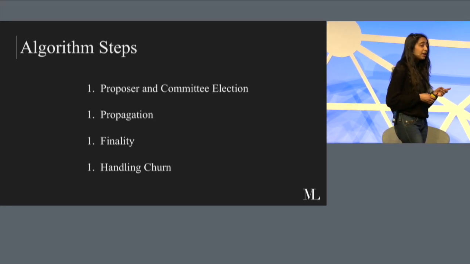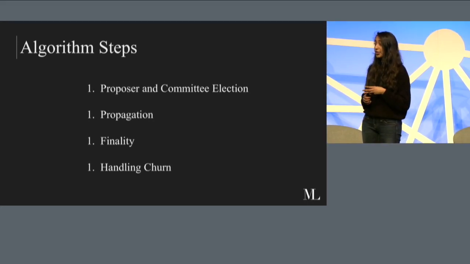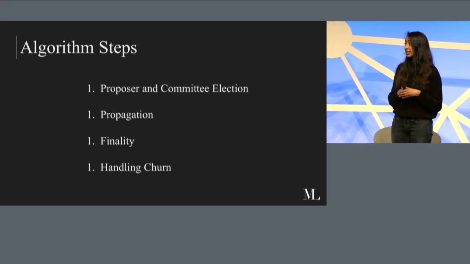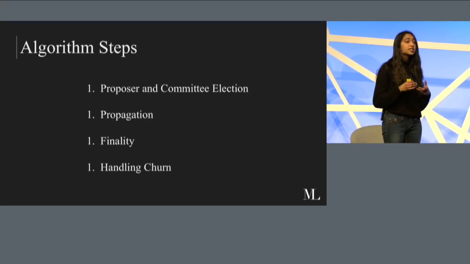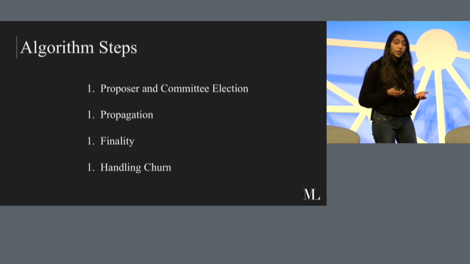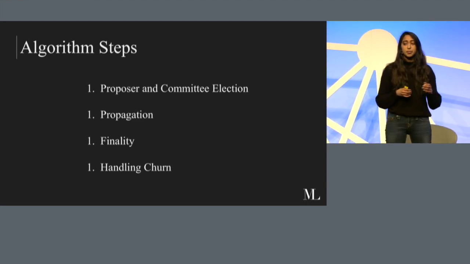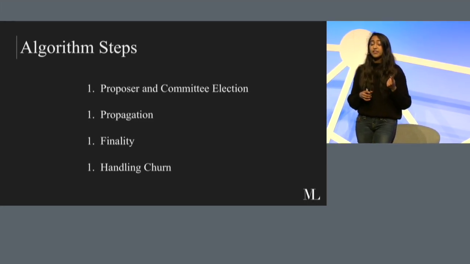And so now that we've talked about the network model, the adversarial model, and the economic model, we know what kind of underlying assumptions we're making when we're crafting these consensus protocols. And the next thing for us to look at is the general steps that these algorithms follow. They usually follow this order, where we'll start by choosing a proposer and choosing a committee to decide what the block is, and then verify the block.